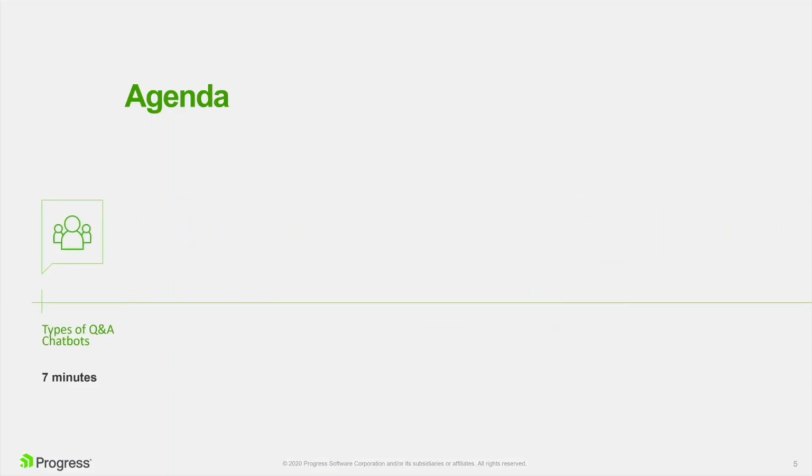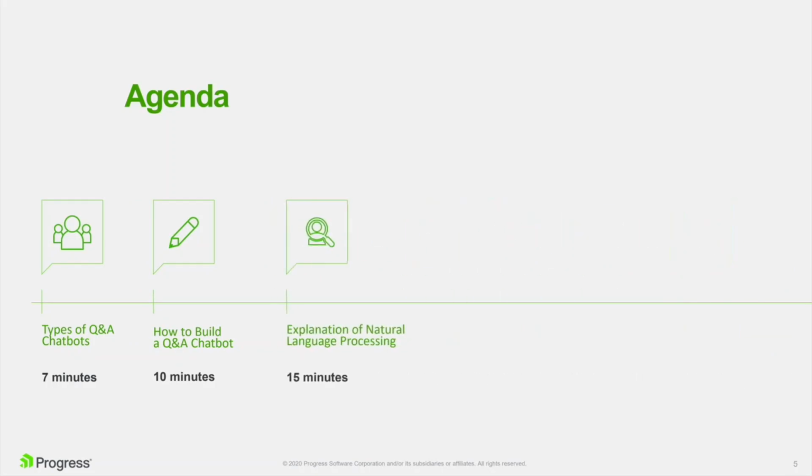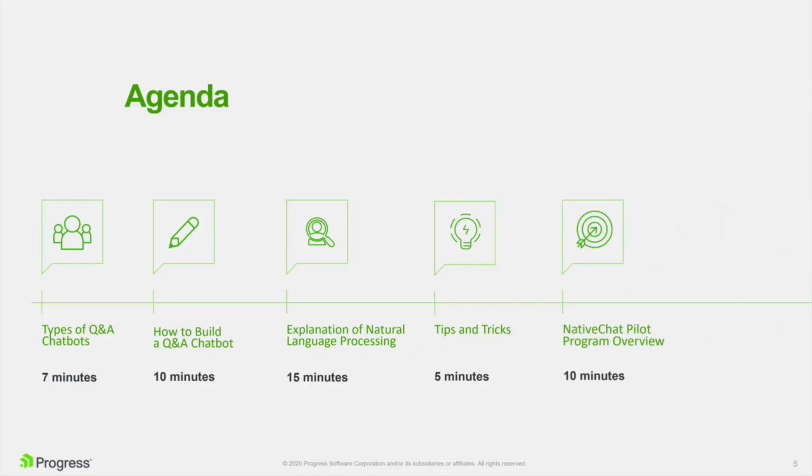Today, we will begin with a quick review of the types of question and answers chatbots. Then we will go through the demo on how to build your own Q&A chatbot. After that, we will get into a simplified overview of how natural language processing works, along with some tips and tricks on how to handle corner cases that you might hit. Before we go to questions, we will go through the pilot program that we offer at Progress, in which we would help you define and build a chatbot that resolves your business problem. Feel free to ask any questions as you go by using the questions tab in GoToWebinar.